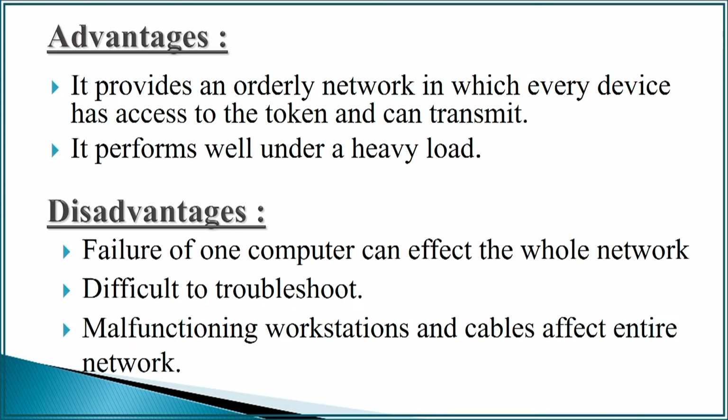Disadvantages: failure of one computer can affect the whole network because they are connected in the shape of a circle. Even if one system fails, other systems cannot connect to each other. The ring, we can say, is torn, and it is difficult to troubleshoot to find from which system disturbance is occurring. Malfunctioning workstations and cables affect the entire network because they are connected in a ring. If any system is working slowly, it will make the entire communication system slow because there is dependency on the speed of each other to transmit the signals.